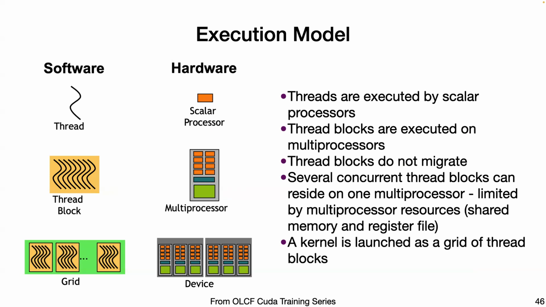And depending on the scheduler, the software thread blocks do not necessarily need to have a 1-to-1 mapping with the hardware multiprocessors. You can have multiple software thread blocks on one hardware multiprocessor.